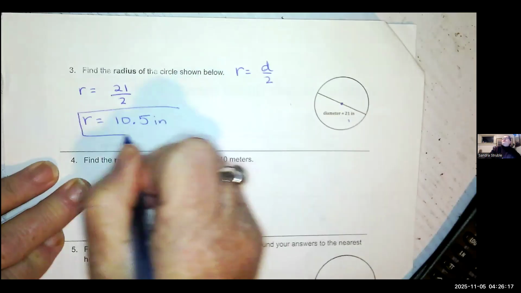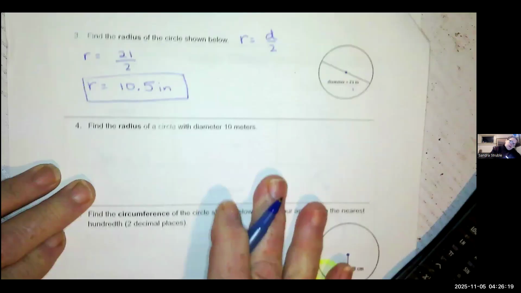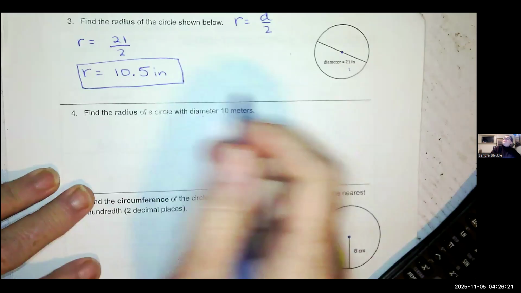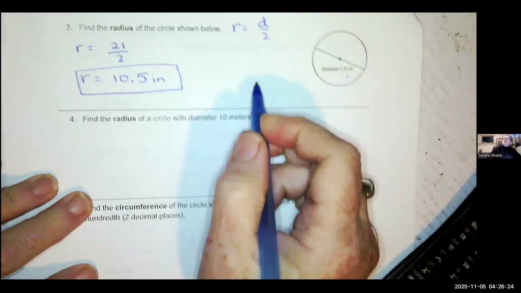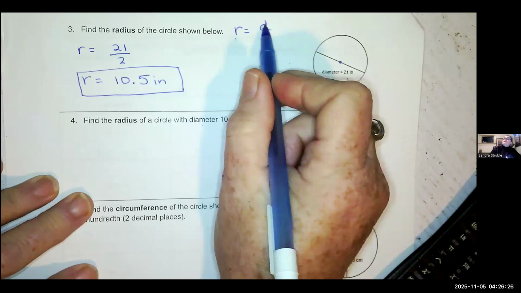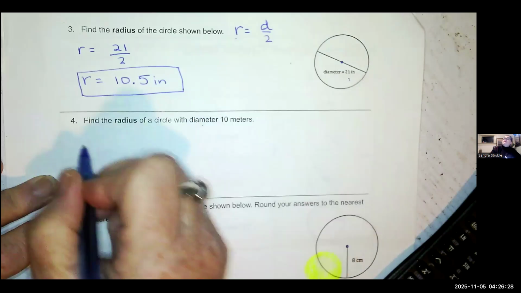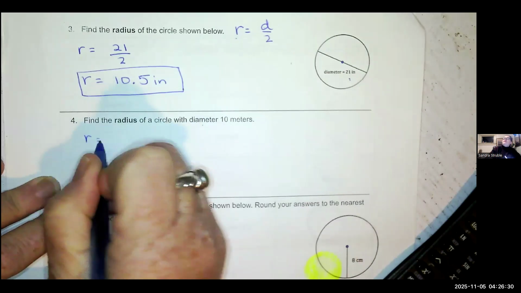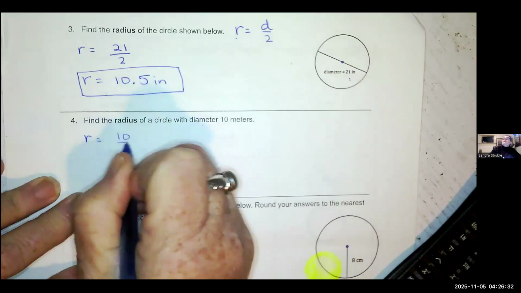Find the radius of a circle with a diameter of 10 meters. Again, our formula is radius is diameter divided by 2. So the radius is 10 divided by 2. So it is 5 meters.